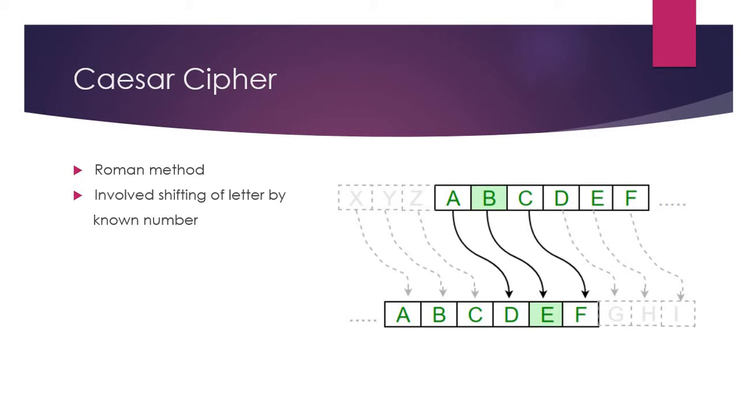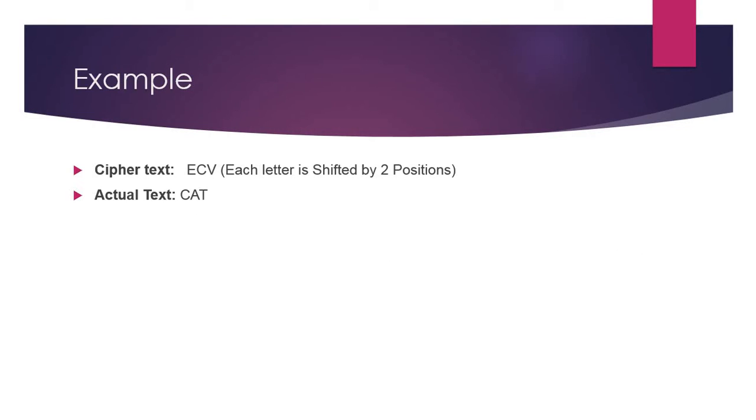Now coming to a very small example that I have put for you guys. Over here the word cipher text means the code that would be sent by the sender, which says ECV. So what I have done is that I have shifted the letters in the original word by just two positions. So what is the actual text over here? It is the word cat.